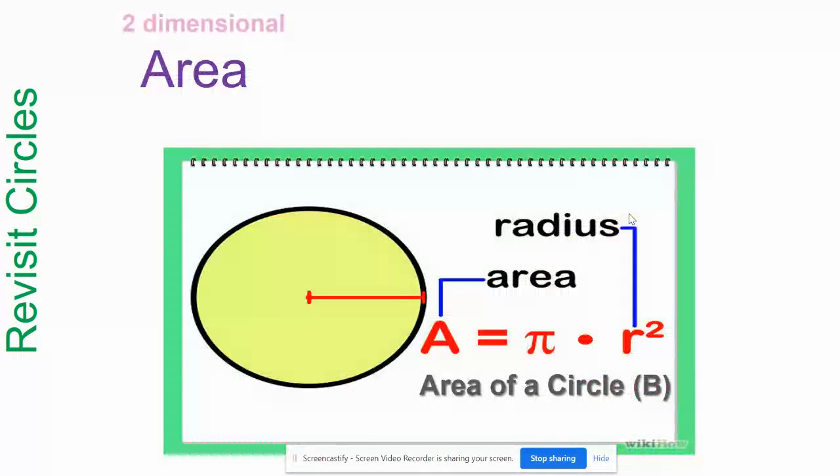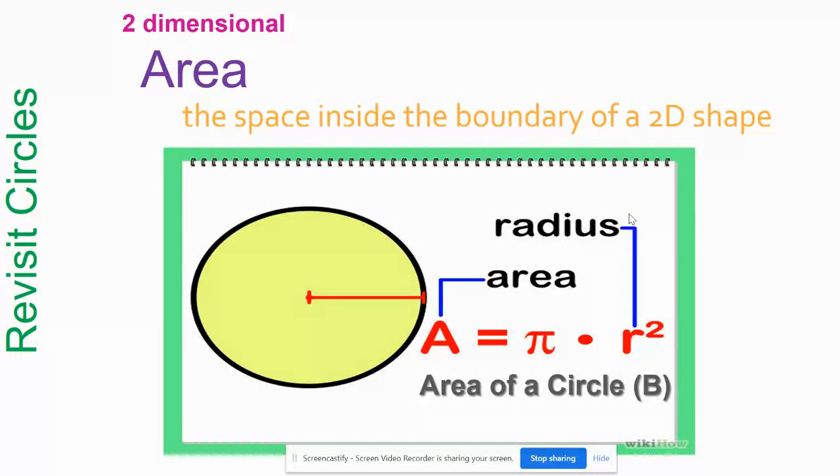Taking a look at area, area is a two-dimensional figure, which is known as a flat. That means it only has two dimensions, length and width. And it's the space inside the boundary of a 2D shape. So for this circle, it's going to be the yellow part. Looking at the formula for area of a circle, area is equal to pi times radius squared, which is the area of a circle, which we're going to be looking at as big B.